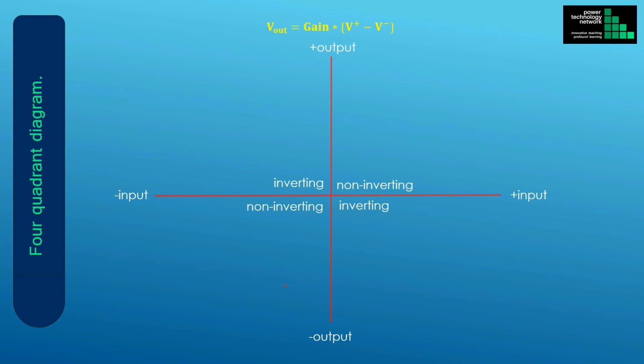The non-inverting amplifier operation is shown in the first and third quadrants. In the case of a non-inverting amplifier, the input and output voltages are in phase. In the first quadrant the input and output are both positive, and in the third quadrant they are both negative.